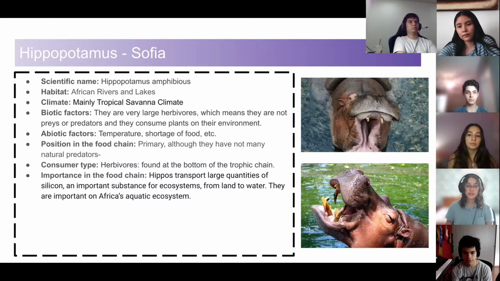Their position in the food chain is primary, although they don't have many natural predators. The consumer type, well, they're herbivores. They are found at the bottom of the trophic chain. The importance in the food chain is that hippos transport large quantities of silicon, an important substance for the ecosystem, from land to water, and they're important to Africa's aquatic ecosystem.